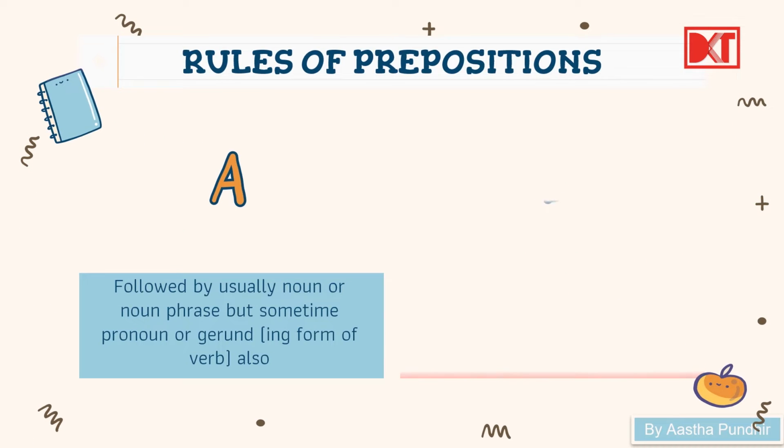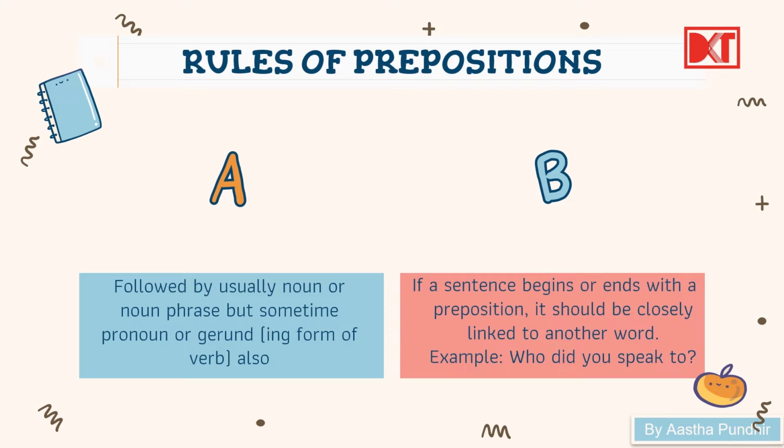Okay. So what are prepositions? They are usually followed by a noun, or sometimes a pronoun or gerund also. What is a gerund? The ing form of a verb. We will learn this in verbs. Okay? So a noun or noun phrase, sometimes pronoun as well, or else a gerund also.